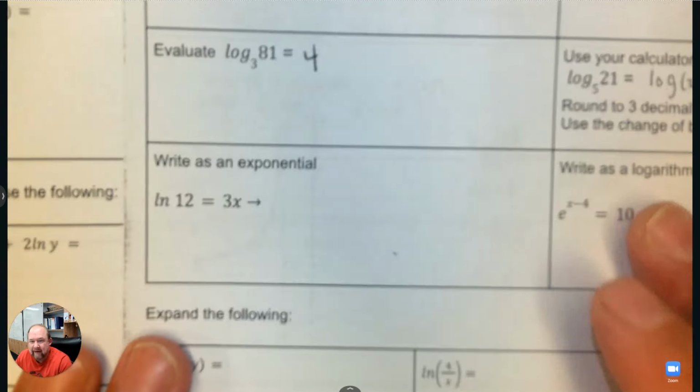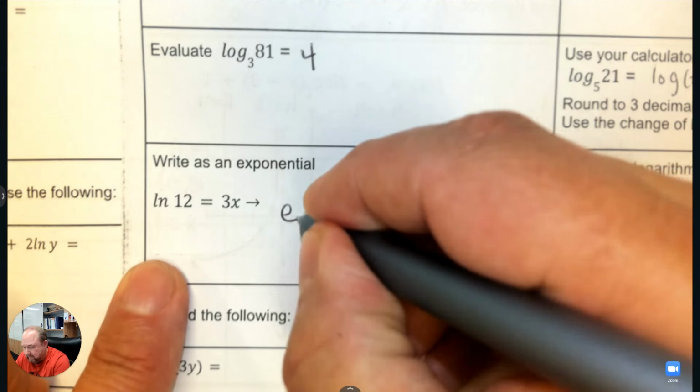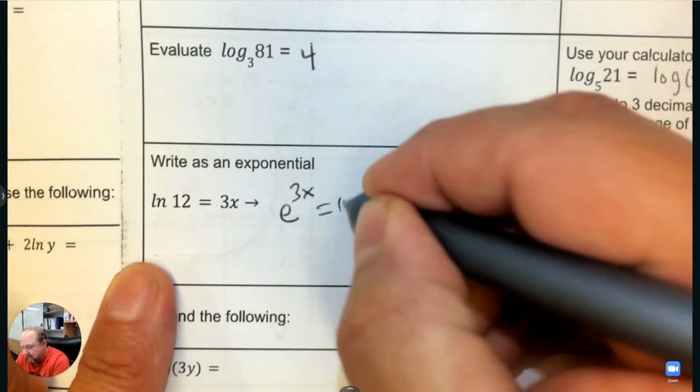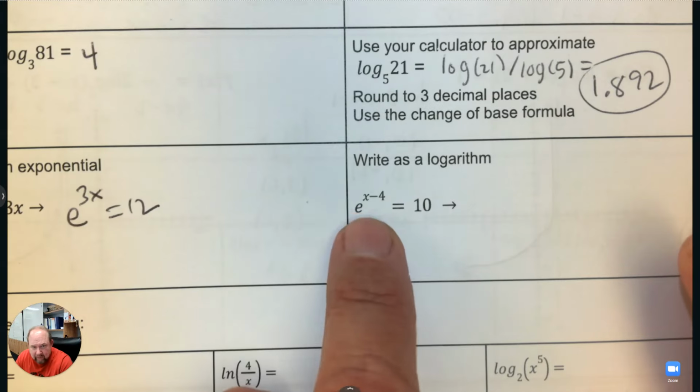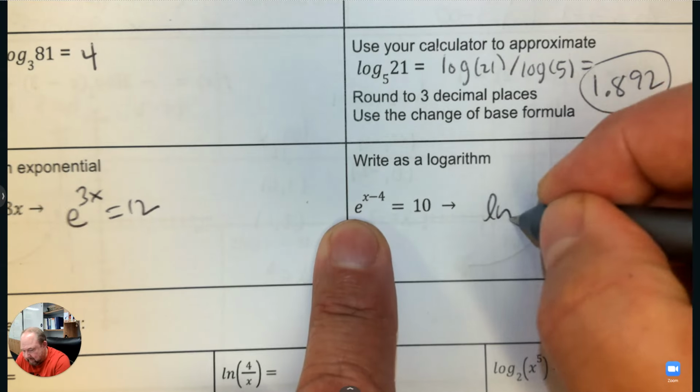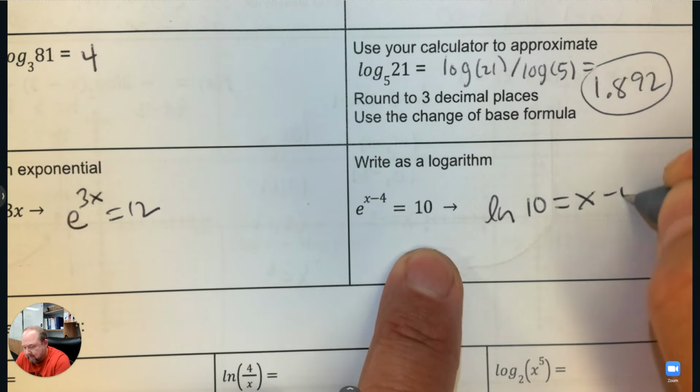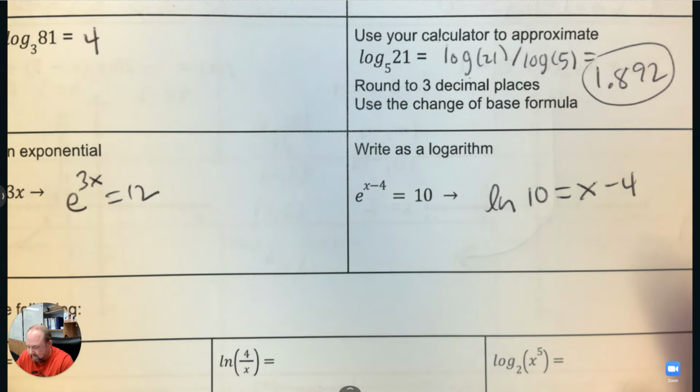Can you write this as an exponential? So the base that you don't see is e, the exponent is 3x, and the answer is 12. Now write this as a logarithm. What logarithm has a base of e? What goes inside? And then the exponent is by itself. We practiced until we got that.